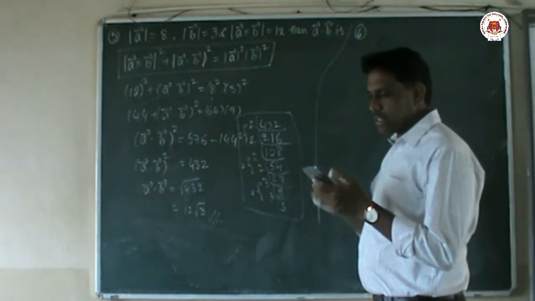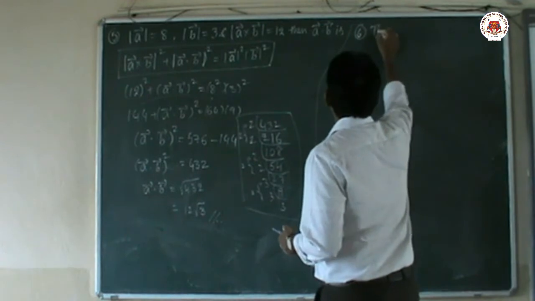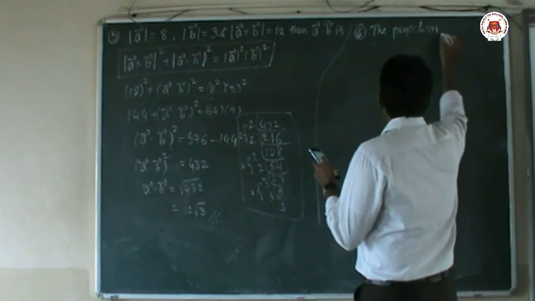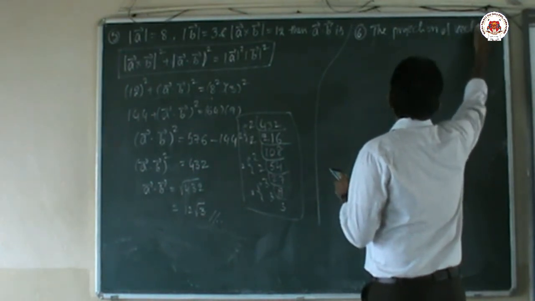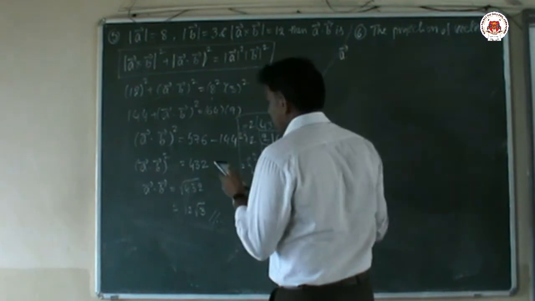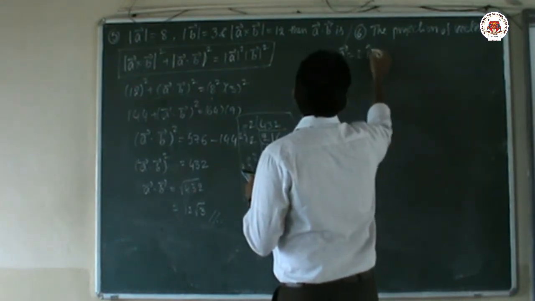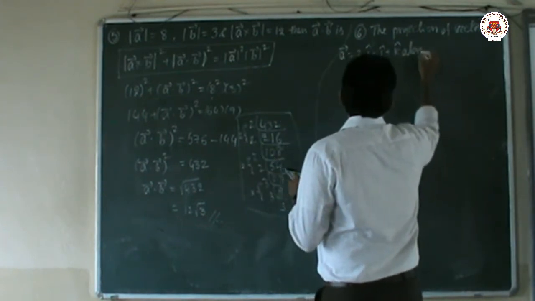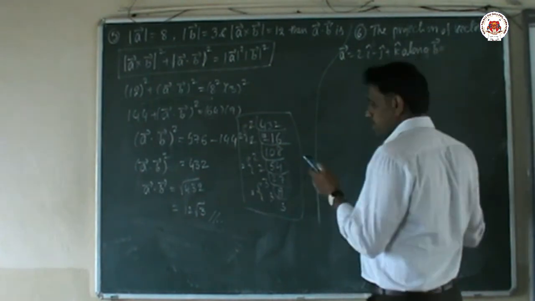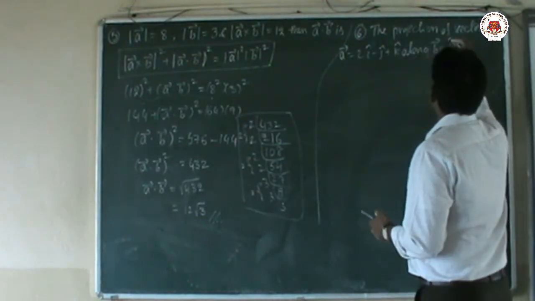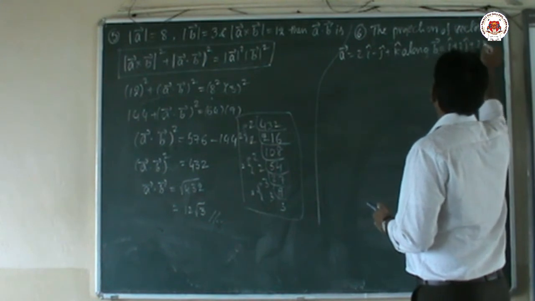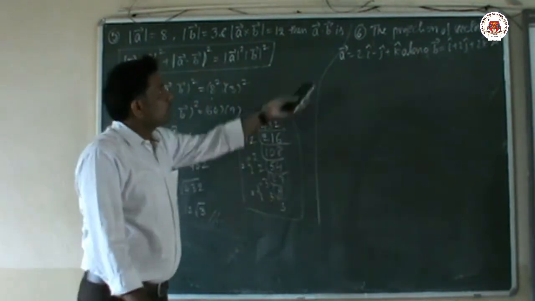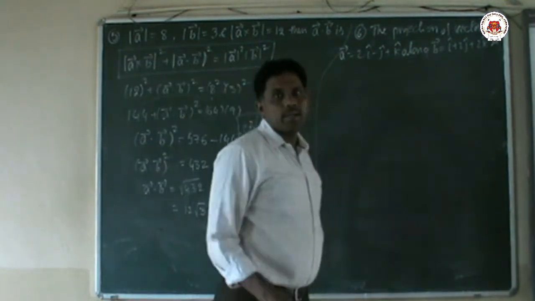The sixth question is the projection of vector A, which is equal to 2I cap minus j cap plus k cap, along B vector. So along B vector, what is the B vector? B vector is I cap plus 2j cap plus 2k cap. This is the question. So he is asking the projection of A vector along B vector.